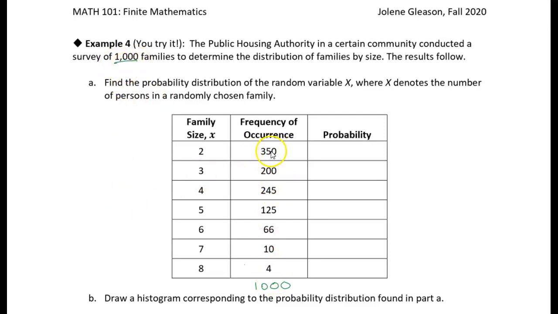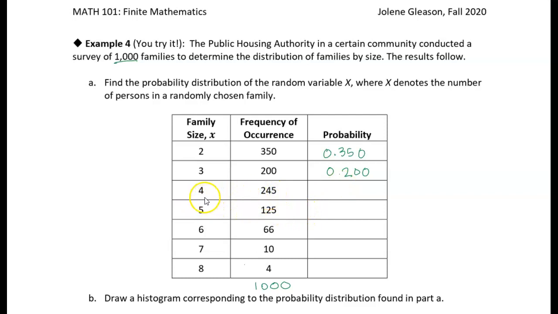So essentially 350 of those families had two family members. That was their family size. So the probability is just going to be the relative frequency. We're just going to take 350 divided by 1,000. So we get 0.350. We're just going to move the decimal place 3 places to the left, because we're dividing by 1,000. All right. So 200 of those 1,000 families surveyed had a family size of 3. So our probability is just going to be 0.2.